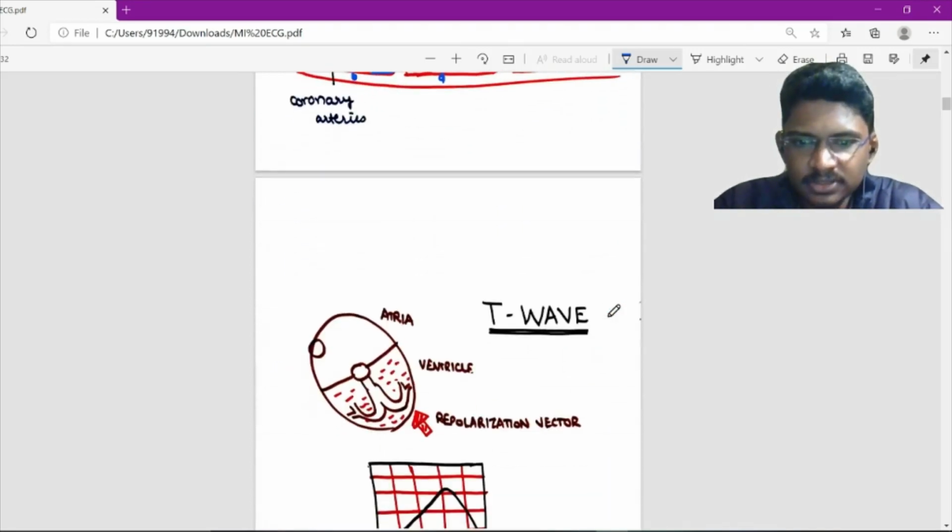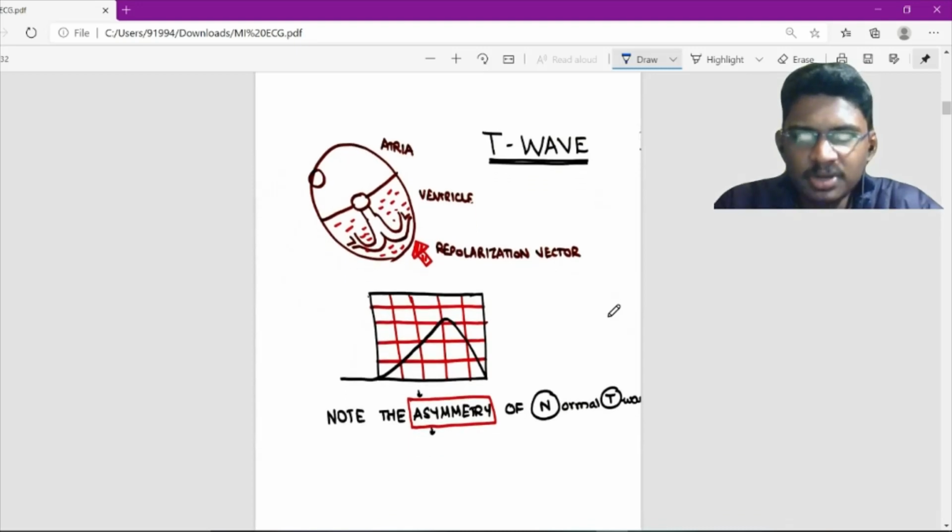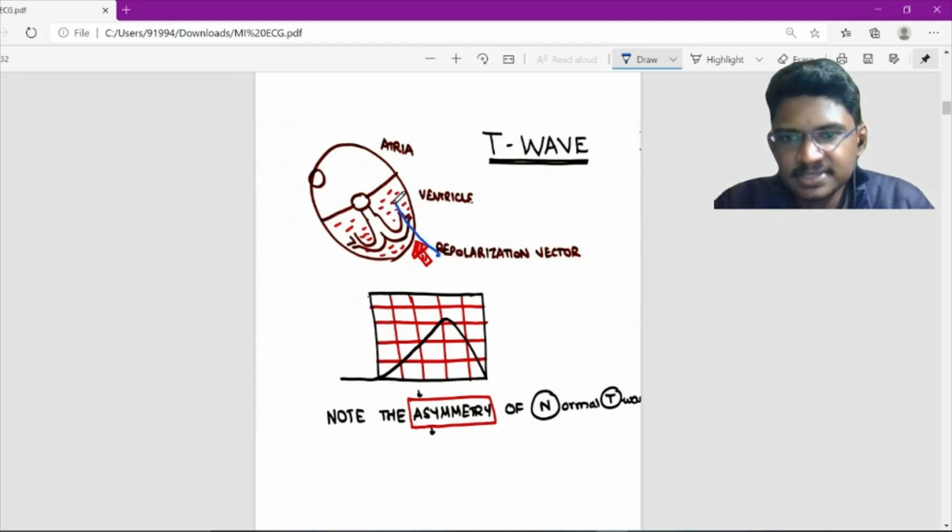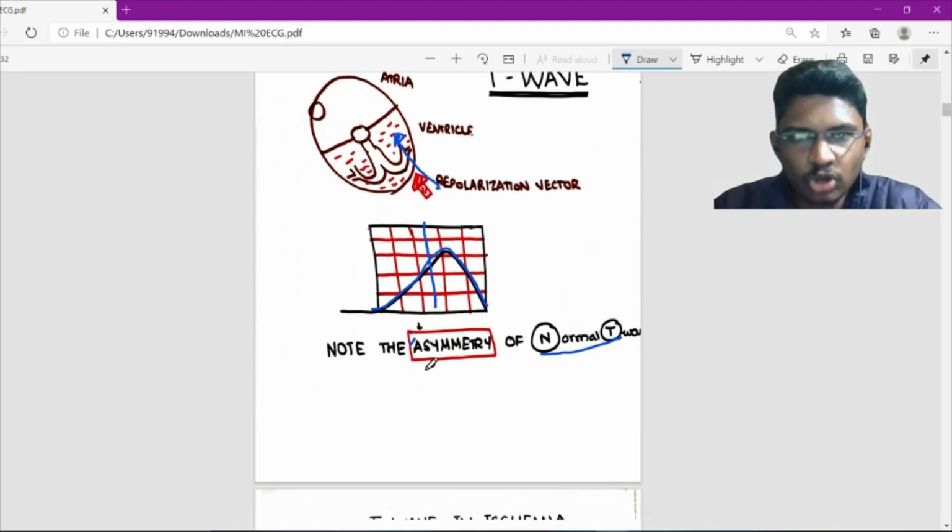Yes. So as we know, this is a normal T wave mechanism. Usually the T wave is due to repolarization, that is from the apex to the base. So this produces the T wave. Just note the normal asymmetry of the normal T wave. See, the T wave has a slow upstroke followed by a rapid downstroke. This is a normal T wave. See the shape, asymmetry. If you divide it into two halves, it is not symmetrical. Okay, this you should know with respect to the normal T wave.